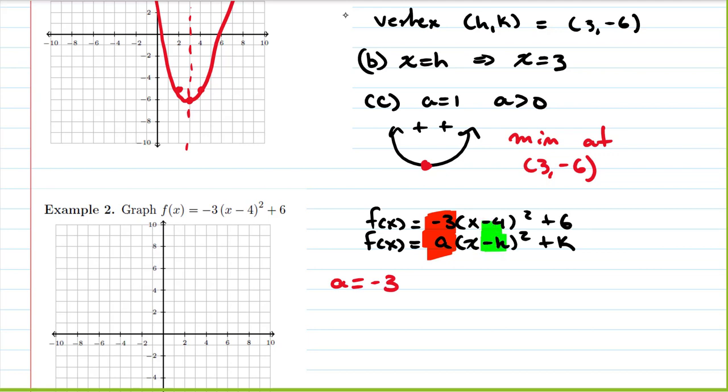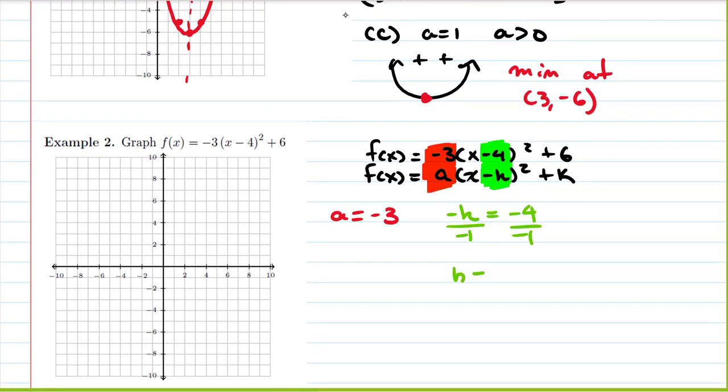And then here we have to be careful, similar to what happened with the equation of a circle, I have a minus sign in my formula. So I have negative h is the same as negative 4. So I divide by negative 1, divide by negative 1, and that gives me h is positive 4. And then lastly, I have a positive k is equal to 6. So my k is just 6. So now I have my a, h, and k.